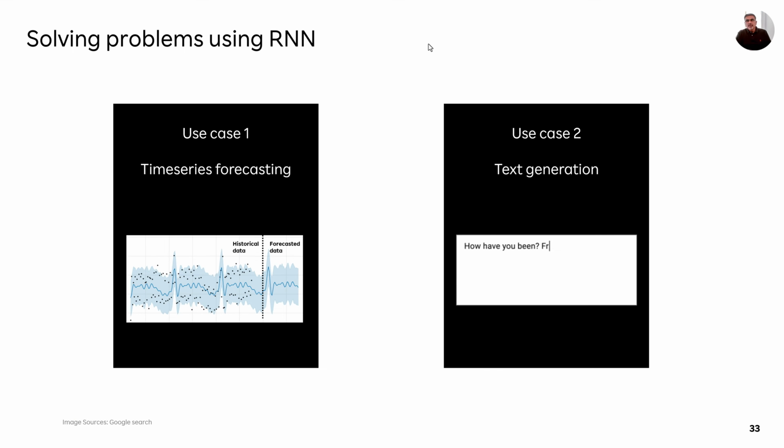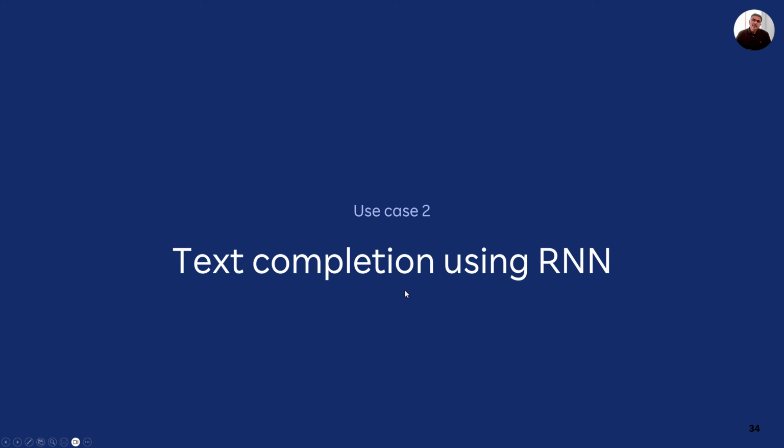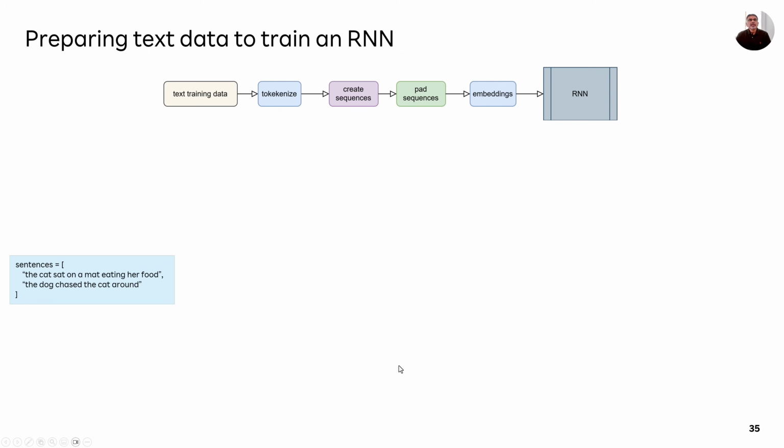Now let's look at the second type of problem we'd like to solve using recurrent neural networks, which is text generation. Before we get into the code, I want to give you some context as to how you do sequencing when it comes to text. There are two different strategies. Let's look at that, and let's also look at what happens when those sequences are created, and then we'll get into the code. Let's say the input training data is: the cat sat on a mat eating her food, and the second sentence is: the dog chased the cat around.